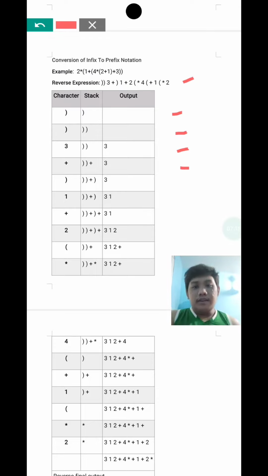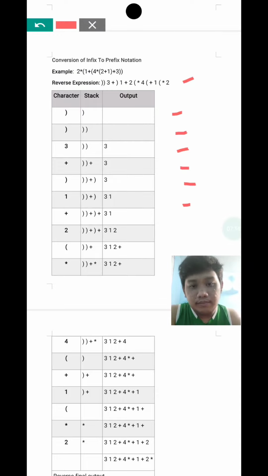Next is another parenthesis. So copy both parentheses and the plus, then the parenthesis will be pushed to our stack, and our output is as it is, 3. Next is the 1 character. Since it is an operand, it will be pushed to our output. So our output becomes 3 and 1. And our stack is as it is, the parenthesis plus parenthesis.